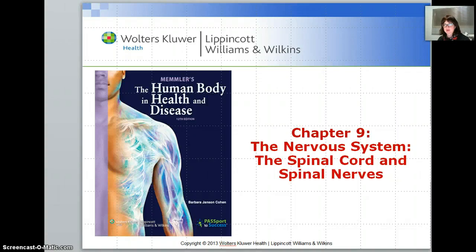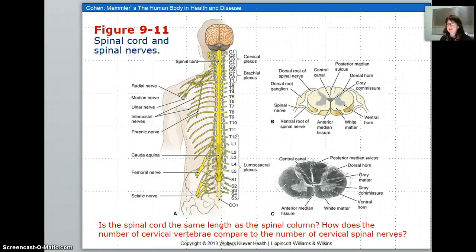Hello, welcome to Chapter 9, Part 2, where we talk about the spinal cord. When you look at the spinal cord, first off, be aware that there is a spinal nerve that comes out between each vertebrae. So you have your 8 cervical, then you have 12 thoracic, 5 lumbar, sacral, and your coccyx.